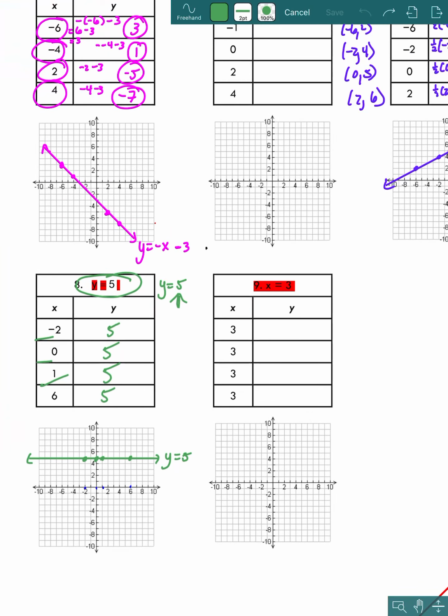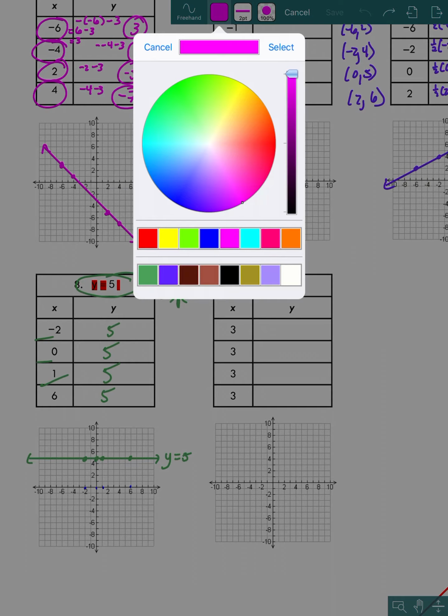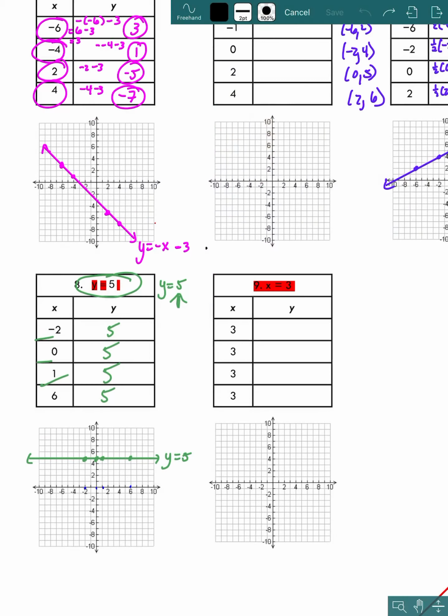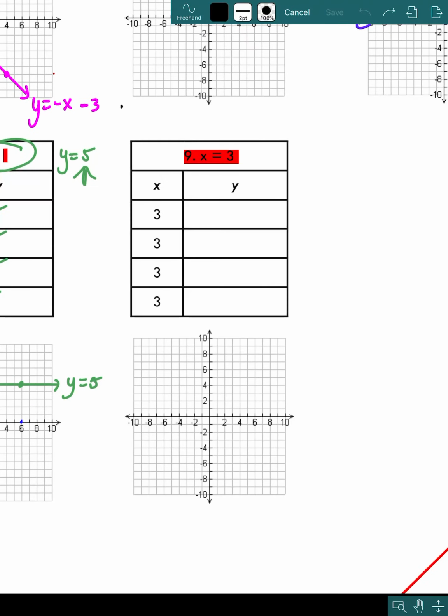Now over here in this example, let's see, let's pick black, sure. X equals 3. So no matter what y is, x is going to be 3. So you can pick any y values. Well, let's see what y will be when x is 3. Let's go with 2. And well, x is always 3, so if y is 0, x is 3. You can pick any values you want. It's going to always have x being 3.